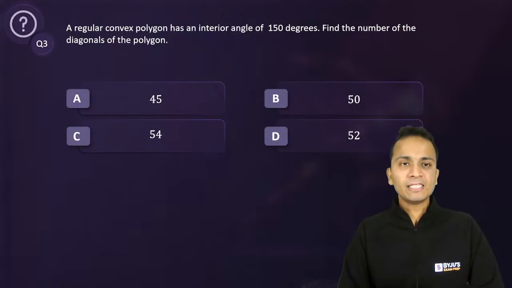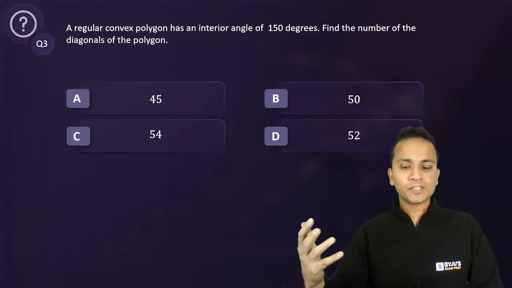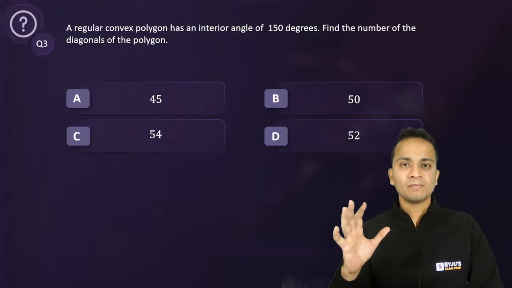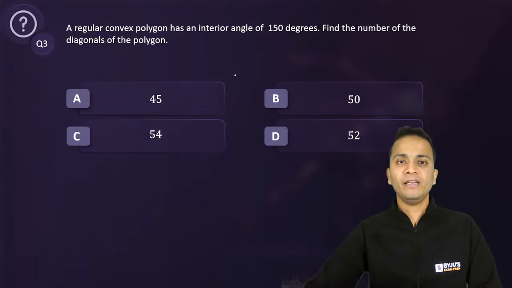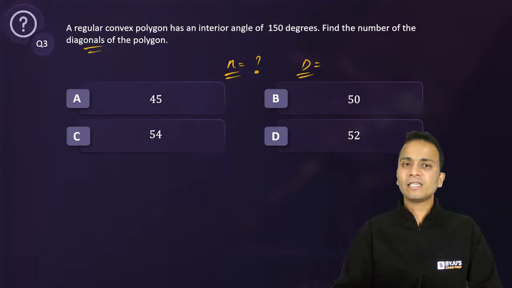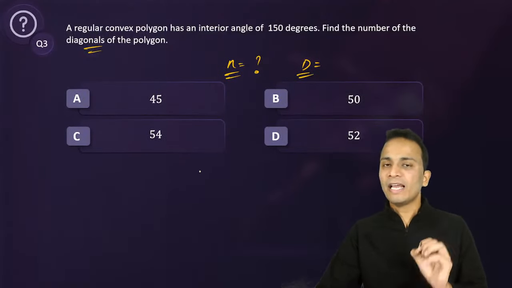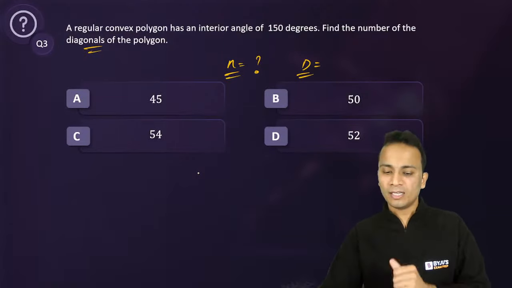So interior angle is given for a regular convex polygon. Quickly obtain the number of sides and type it. So first of all, give me the value of n, the value of number of sides, and then find the number of diagonals. So n and d, I want these two answers from each and every one of you. So write your answer as n is equal to a number, and then number of diagonals d is equal to another number. Quickly, all of you do that.